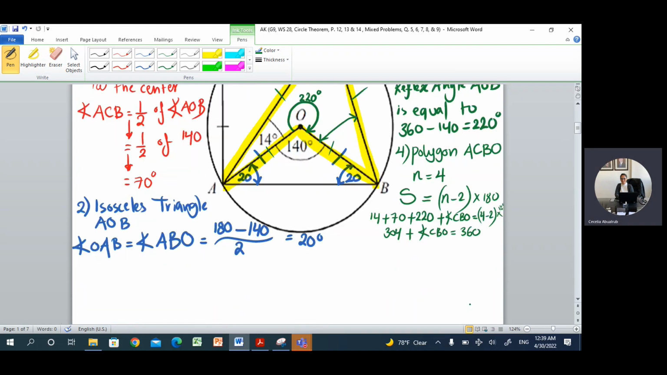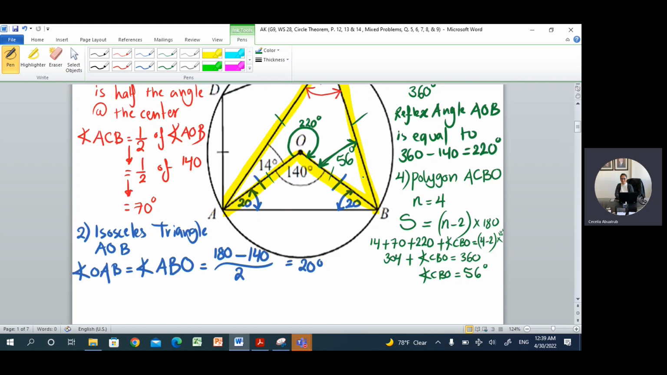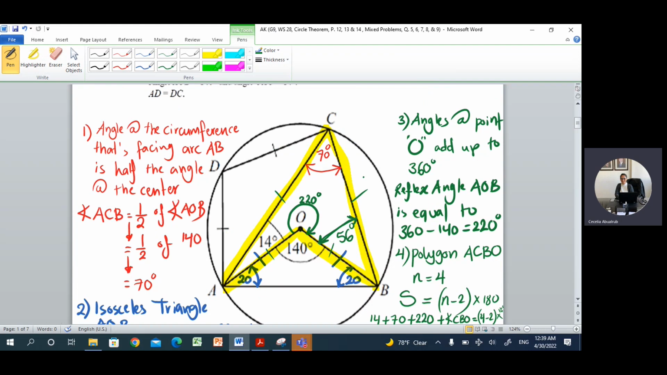And if you subtract 304 from 360, then angle CBO is equal to 56 degrees. So this angle here is 56 degrees. And note please that we did not use cyclic quadrilateral rules because this is not a cyclic quadrilateral, it's a polygon.